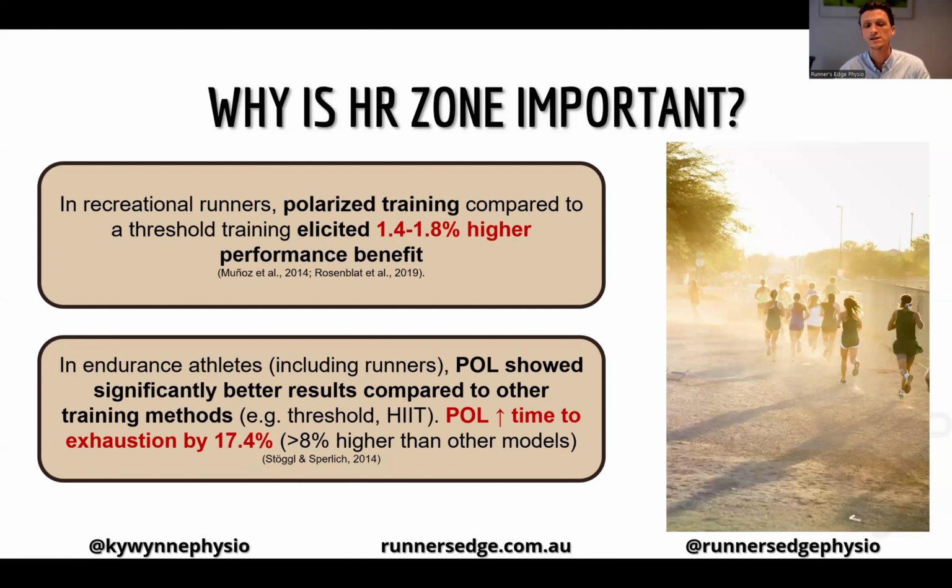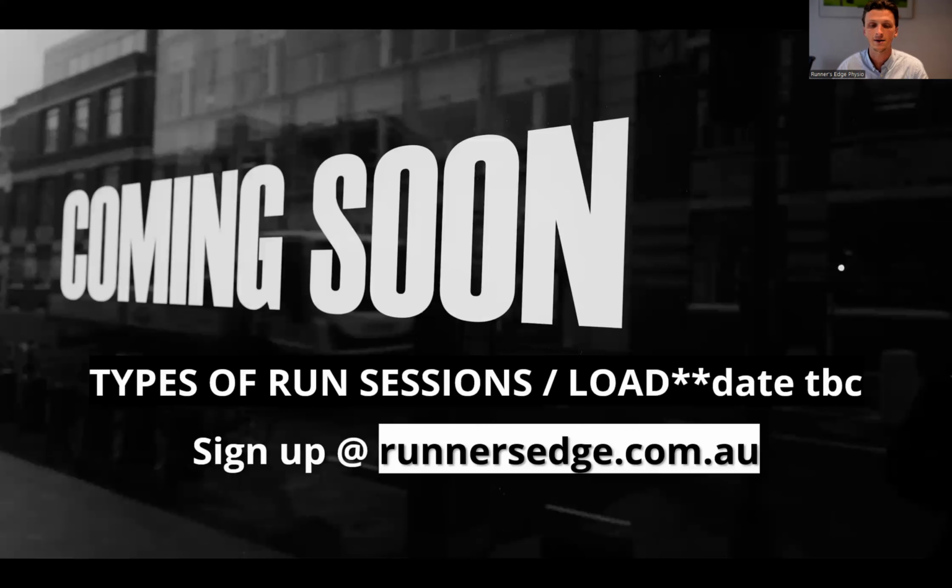And in endurance athletes, including runners, so not just runners, polarized training had significantly better results than other training methods like our threshold training or our high intensity training. And it was found that polarized training increased your time to exhaustion in this study by 17.4%. And this was over 8% higher than other models. So there is some data to say, well, actually, this is significant. And this is something that we should consider in terms of our programming and how we put our plan together.